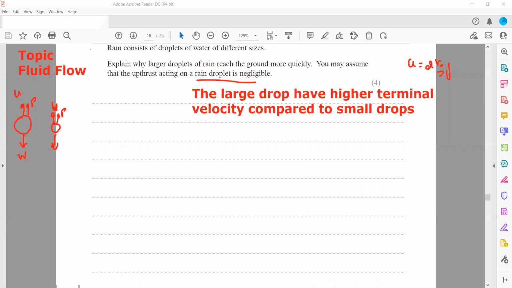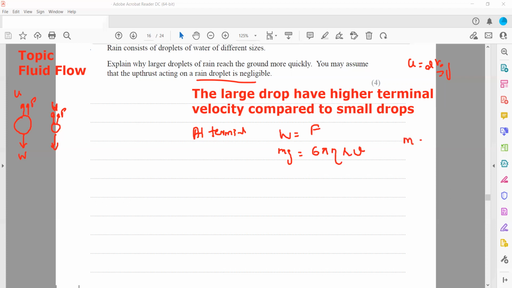So when they reach the terminal velocity, what will happen? At that time the weight is equal to the drag force or viscous drag. Weight is equal to mg, so mg is equal to the viscous drag, or drag force, for a spherical object according to Stokes' law, that is 6 pi eta r v.